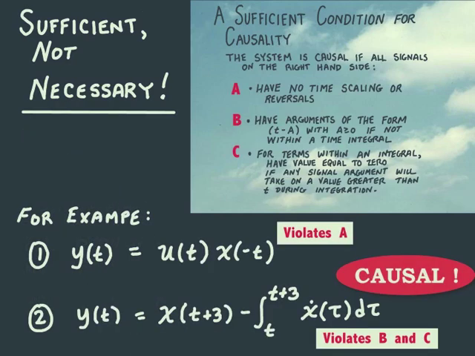For example, consider the two systems shown at the bottom of the page. The first one of these violates the first condition, labeled A, of our sufficient conditions for causality. The second example violates conditions B and C of our sufficient conditions for causality. Yet both these systems are causal. It would really be helpful to have another tool for analyzing causality of systems.